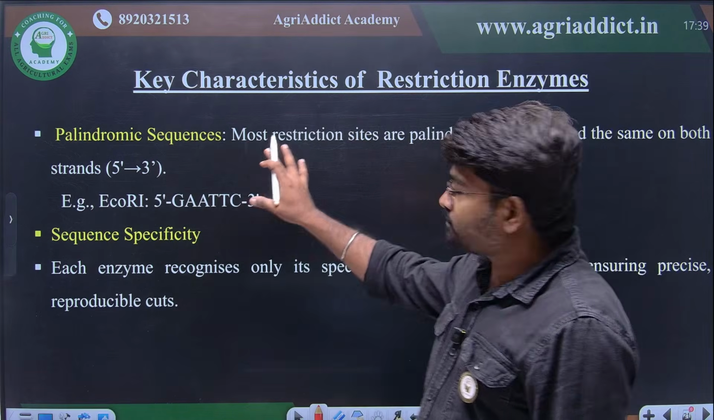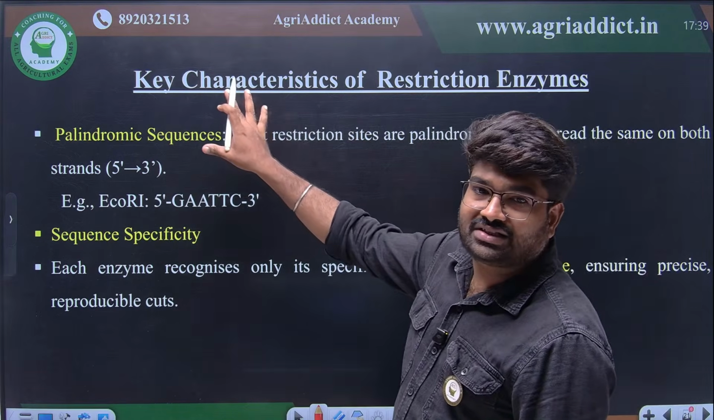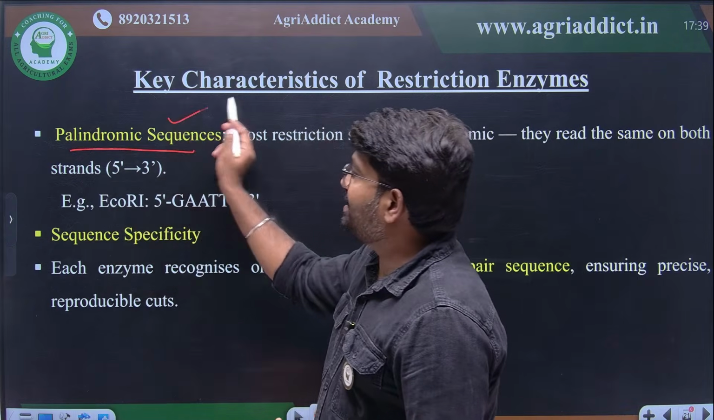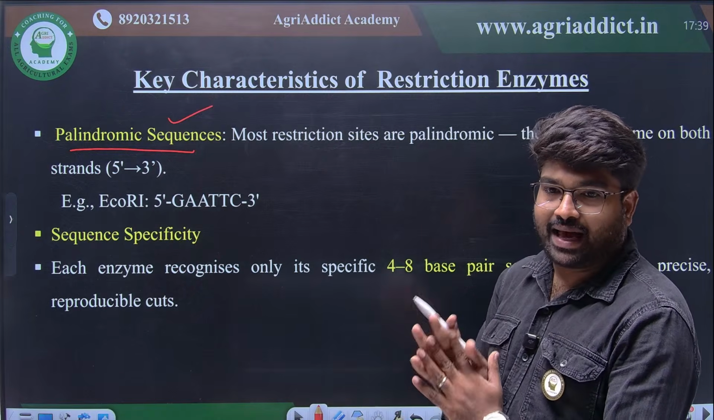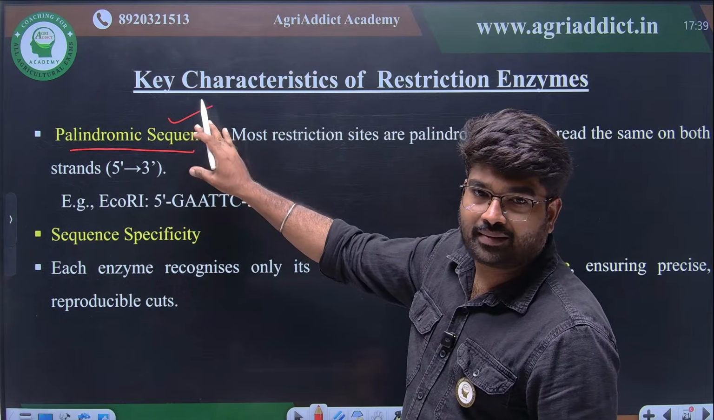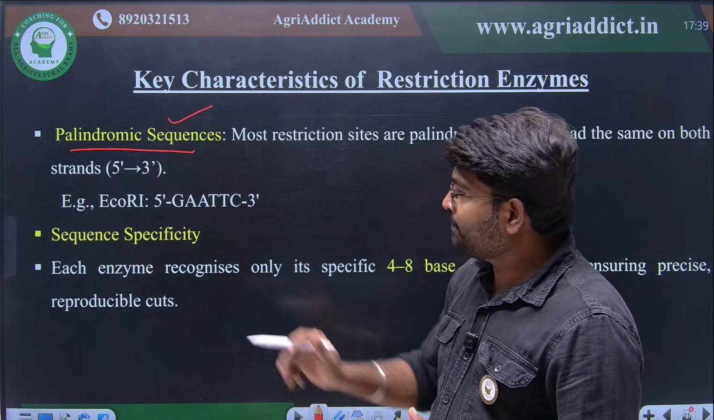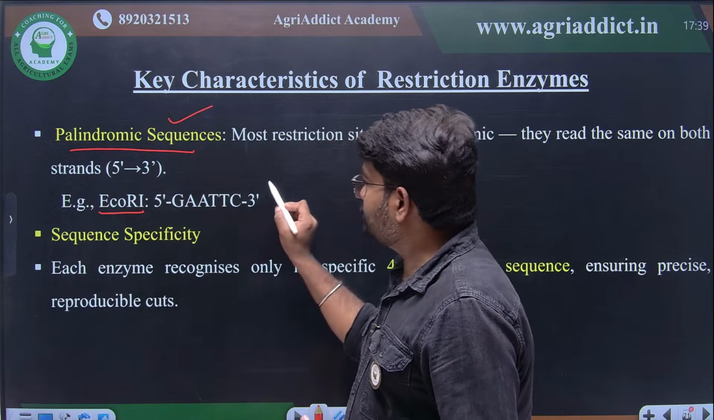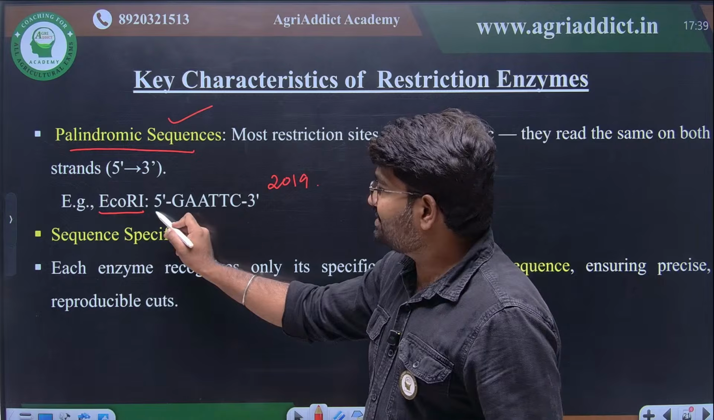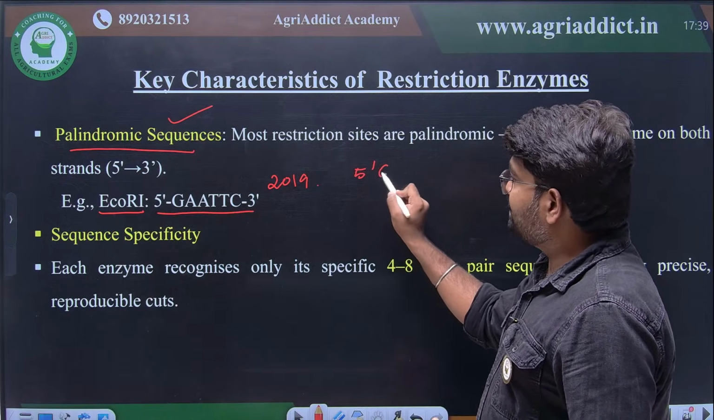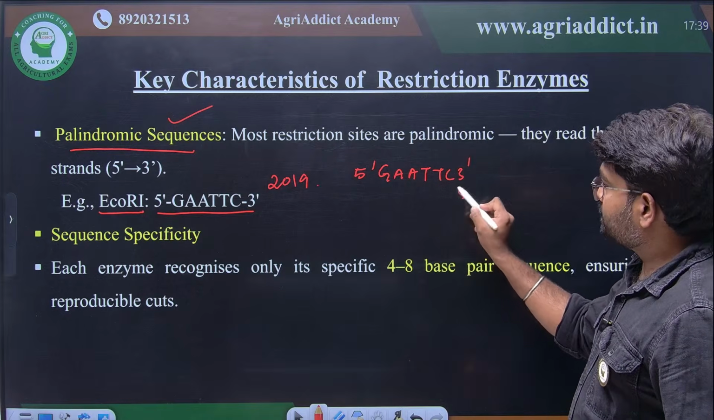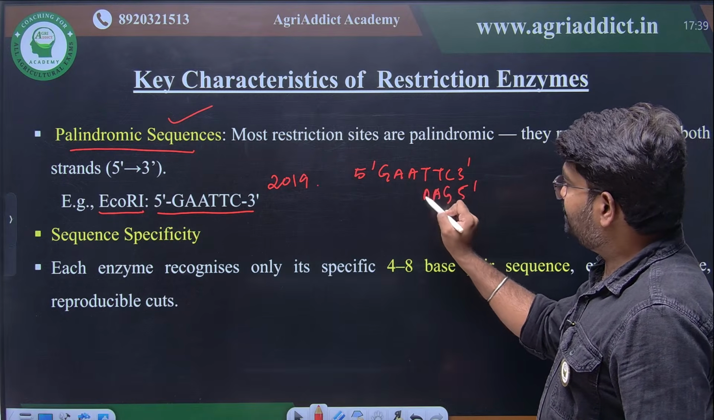Next, the recognition sequence of this restriction enzyme will always be palindromic in nature. These are the key points they will ask in the question. For example, EcoR1, this is a 2019 objective question. EcoR1, the recognition site is 5' GAATTC 3'. Okay, so like this it will be there.